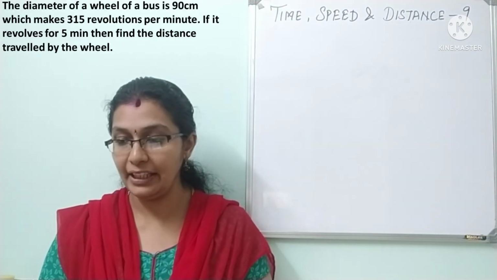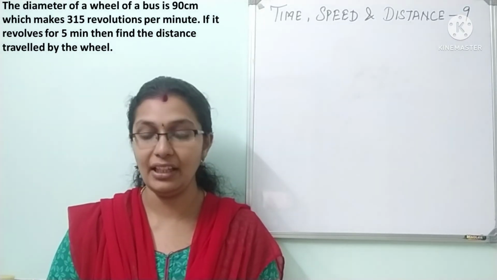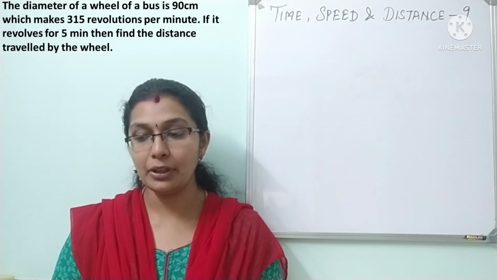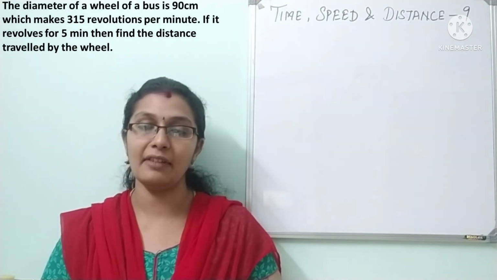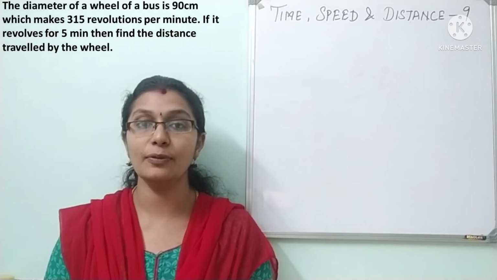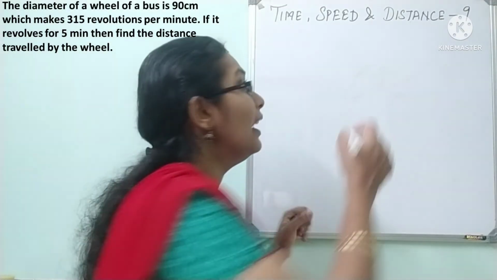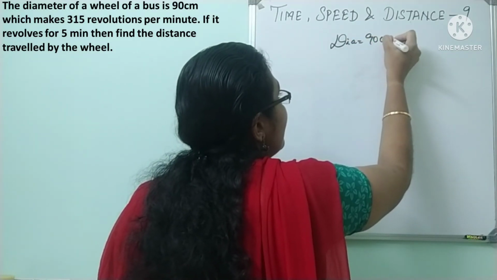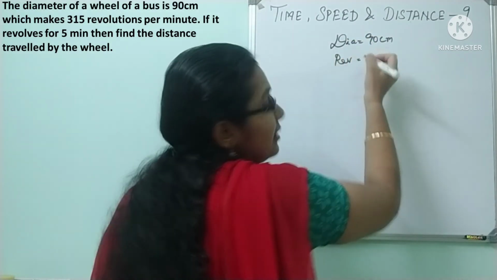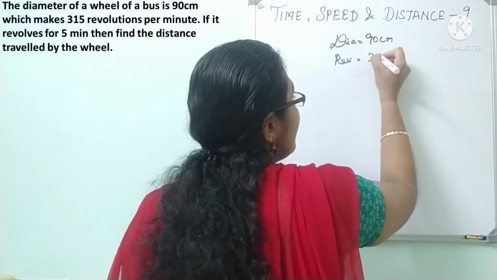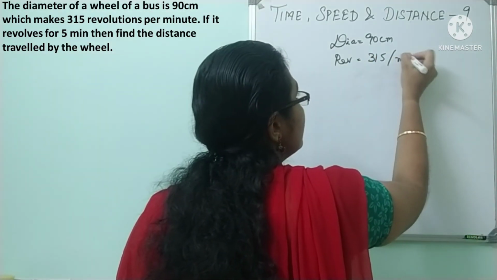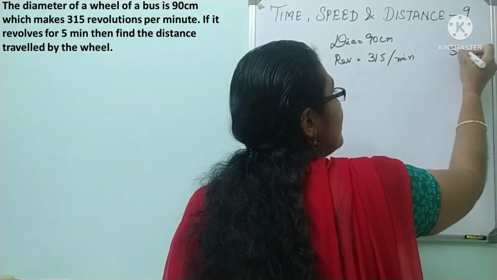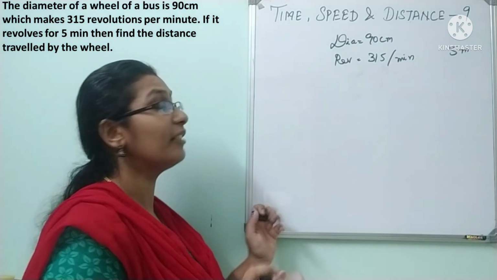The diameter of the wheel of a bus is 90 centimeters, which makes 315 revolutions per minute. If it revolves for 5 minutes, then find the distance travelled by the wheel. So, here the question is to find the distance. What all is given? Diameter is given as 90 centimeters and revolutions they have given as 315 revolutions per minute. We will have to find it for 5 minutes. Clear? So, that is the question. We will have to find the distance.